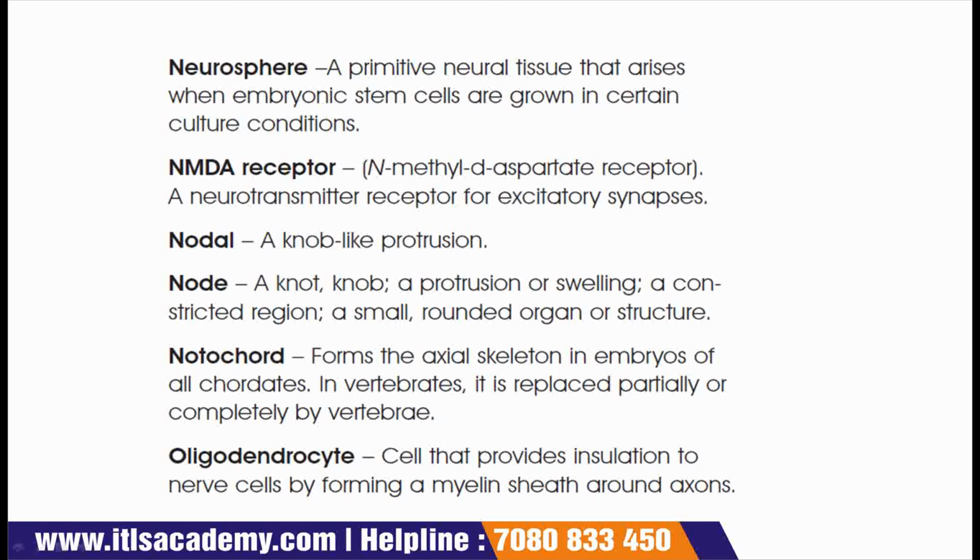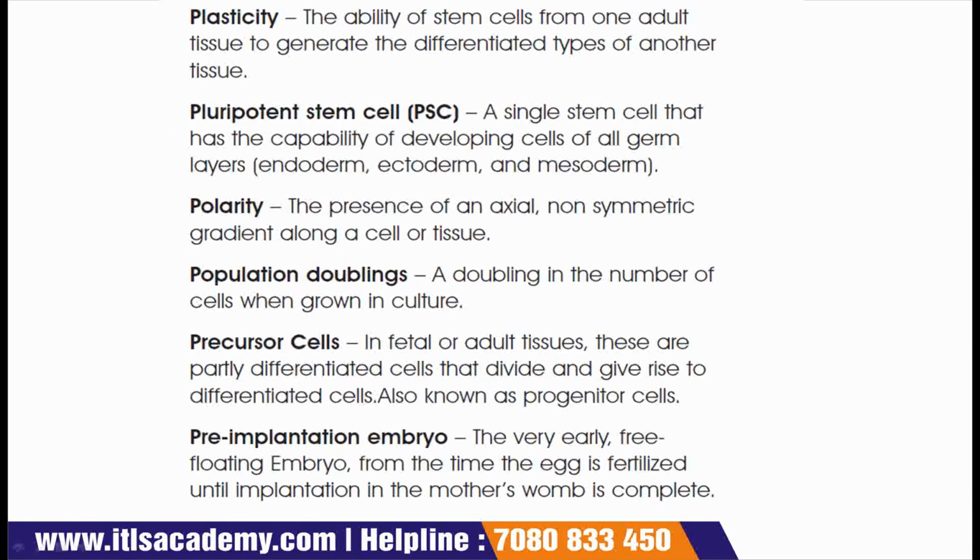Coming to our next term, that is plasticity. Plasticity is again a very important term because this property is found in the stem cells. So it is the ability of stem cells from one adult tissue to generate the differentiated types of another tissue. Here you can see how plasticity plays a very important part in the differentiation of various kinds of cells and tissues.